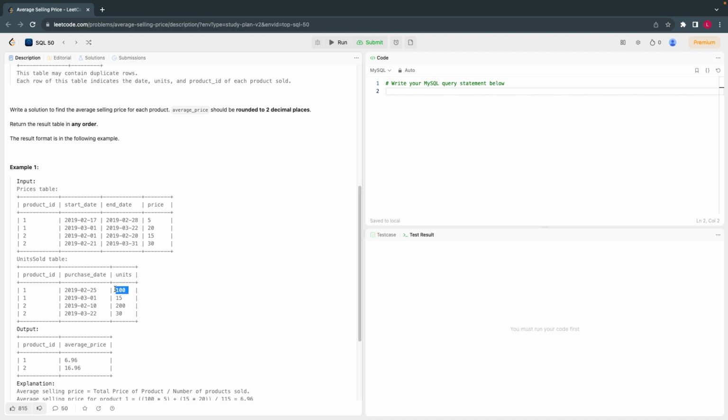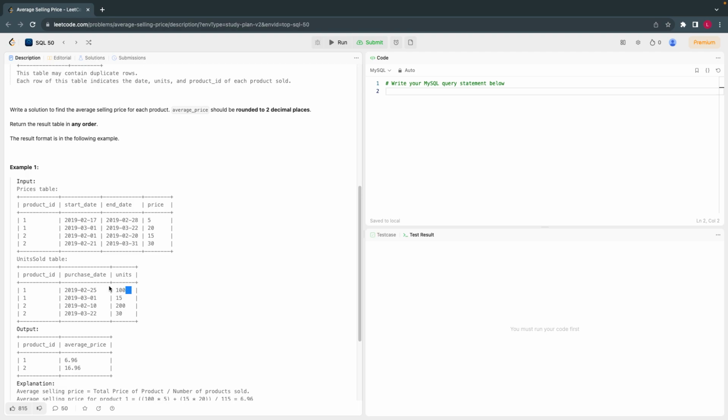So what is the price for each product then? We have to go back to this table. This date falls under this range, right? It is 25, from 17 to 28. So this purchase date falls under this, and that's the reason we just have to multiply the price for this product.